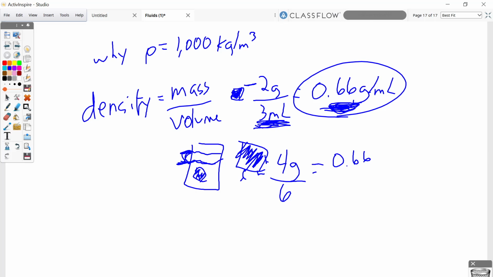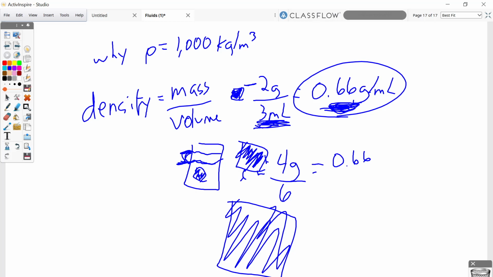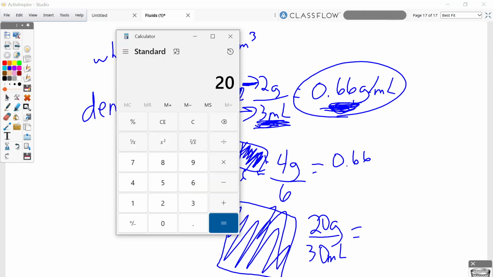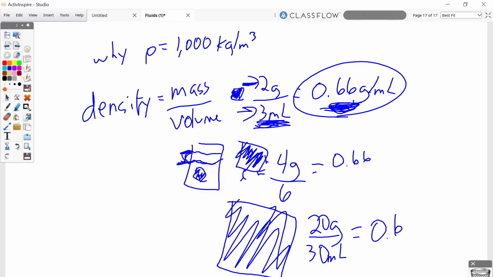What if the block was 10 times as big, right? So the original weight was 2, but it's 10 times as big. So now it weighs 20 grams. The volume increased by 10 as well. So it's no longer 3 milliliters, it's 30 milliliters. If I divide this, we're going to get the same thing, okay? So it doesn't matter how big the object is. The density of the object always stays the same.